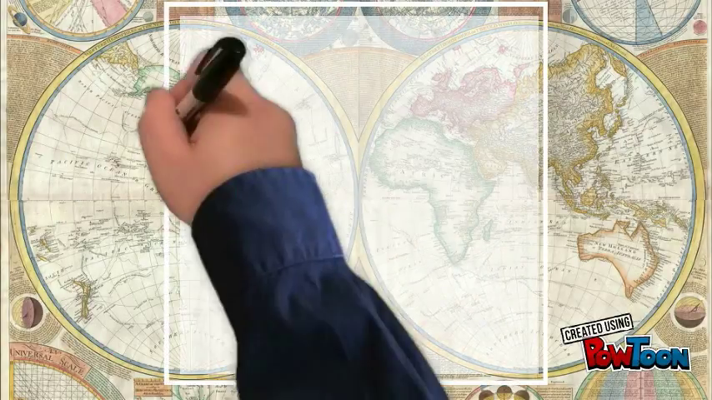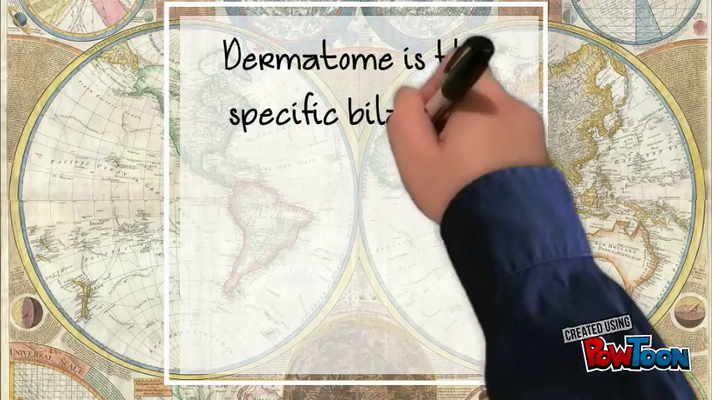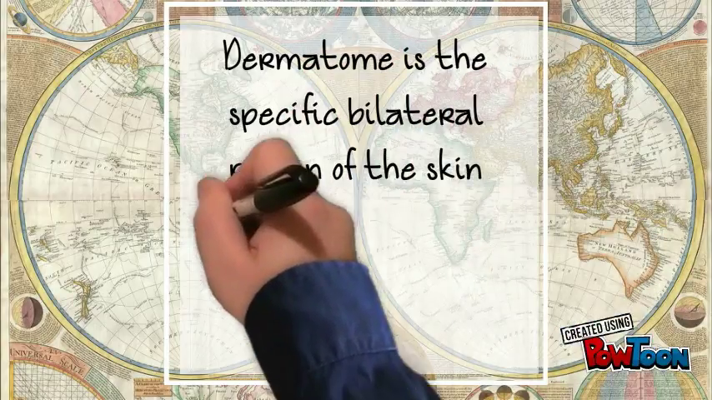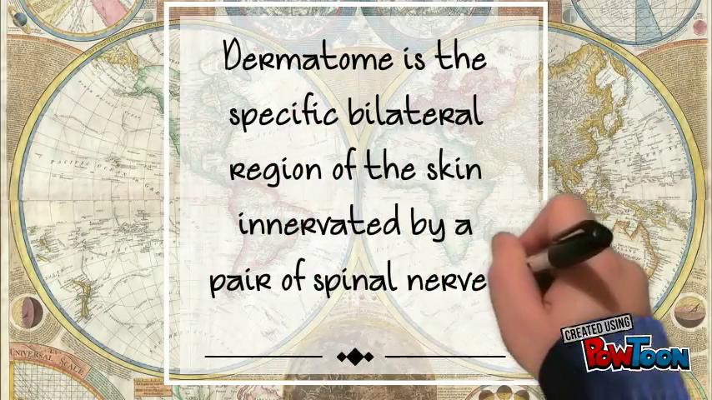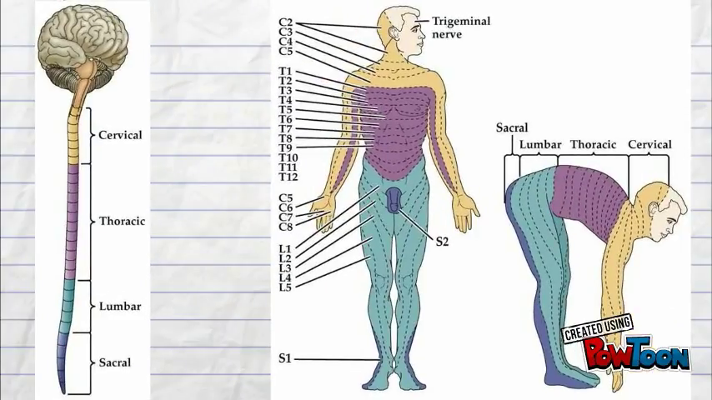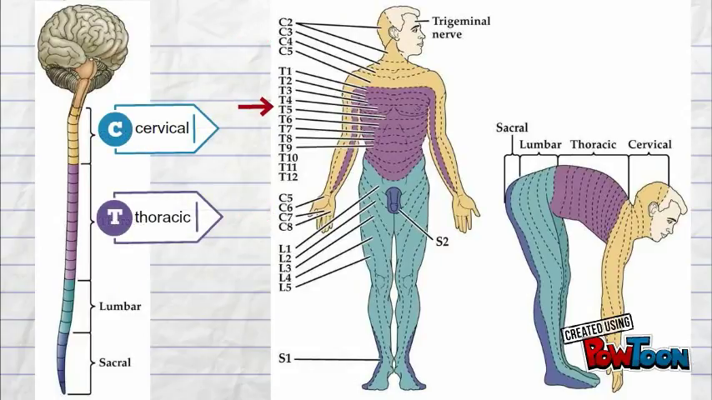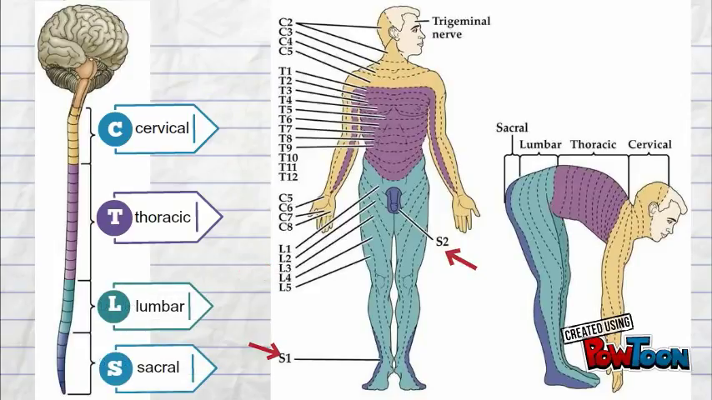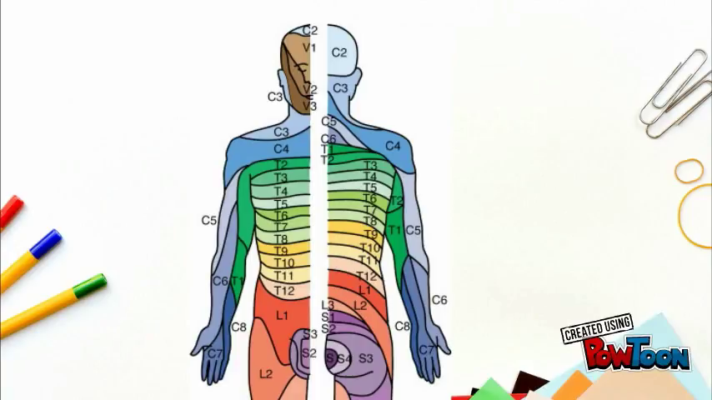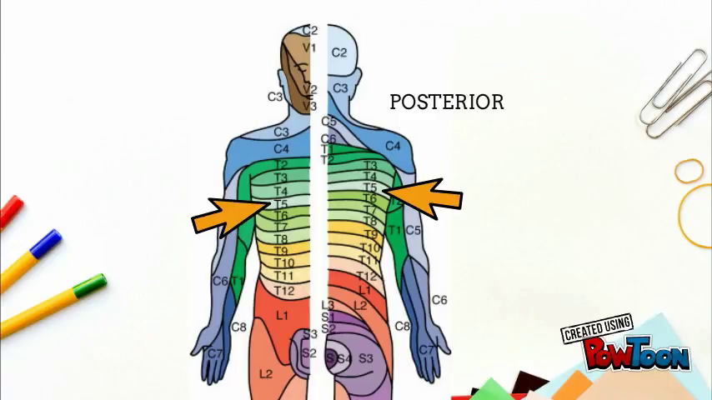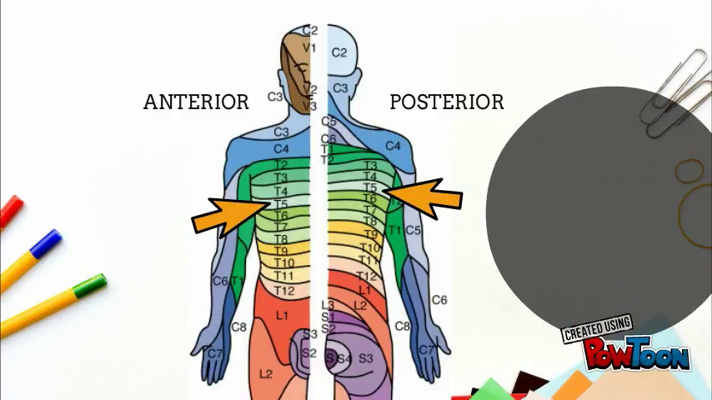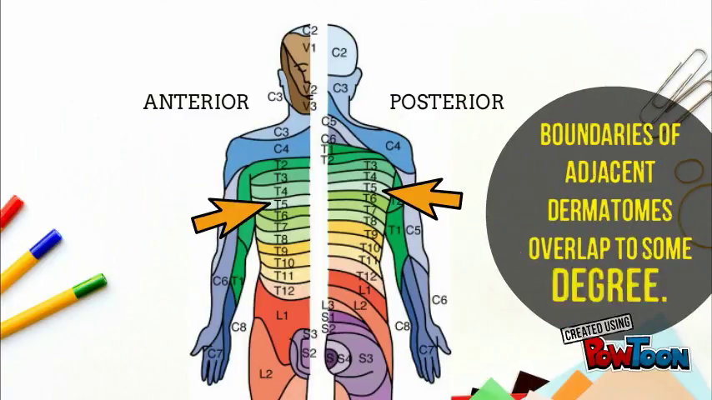Dermatomes! A dermatome is the specific bilateral region of the skin innervated by a pair of spinal nerves. Dermatomes have 4 different regions. C is for cervical, T is for thoracic, L for lumbar, and S for sacral. If you look closely, you'll notice that the T5 level on the posterior side is a lot higher than the T5 on the anterior side. This is because the boundaries of adjacent dermatomes overlap to some degree.